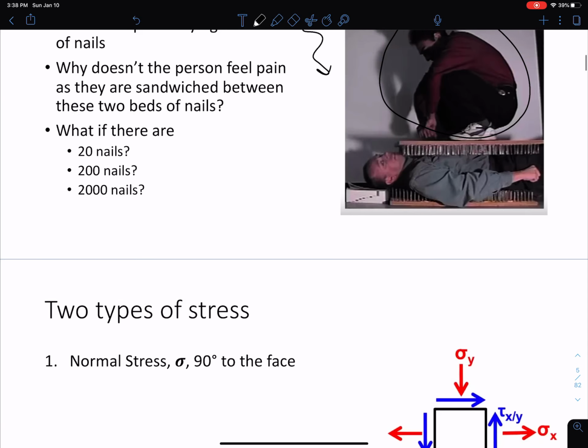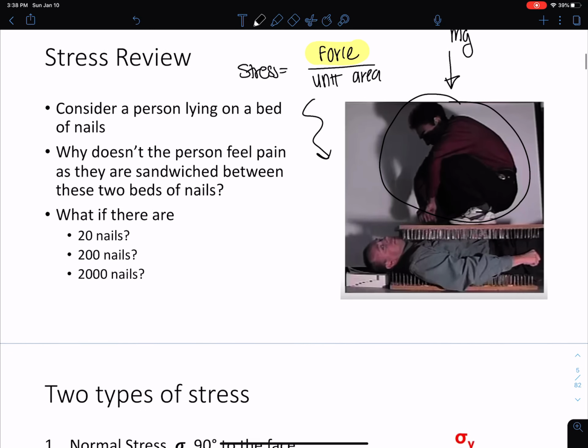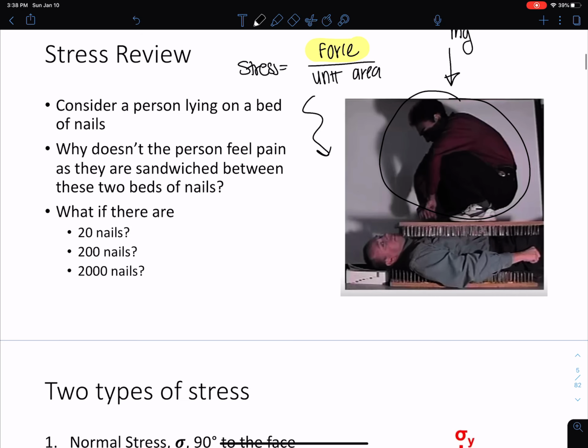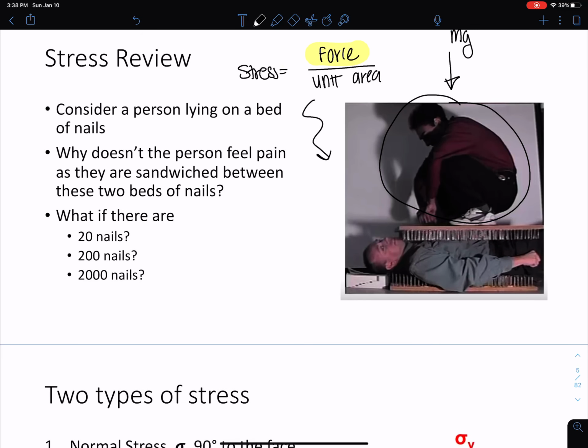It's going to focus on these different types of stresses. So before I move on to the next slide, I want you guys to remember this is not a new concept. Stress is equal to force over area. You have probably done this in mathematics and in physics before, so this is technically kind of a review.